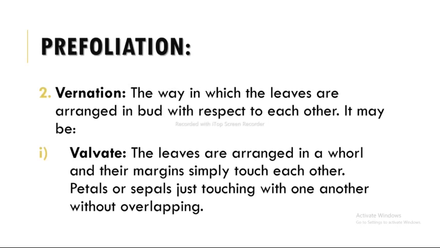So the next type of prefoliation is the vernation. Vernation means the way in which the leaves are arranged in bud with respect to each other. The first type is valvate. Valvate means the leaves are arranged in a row and their margins simply touch each other. Petals or sepals just touching one another without overlapping.